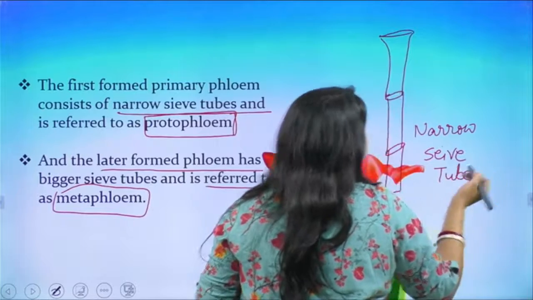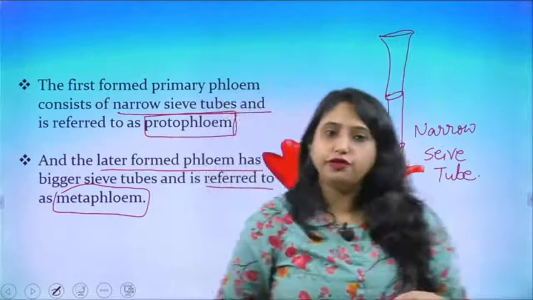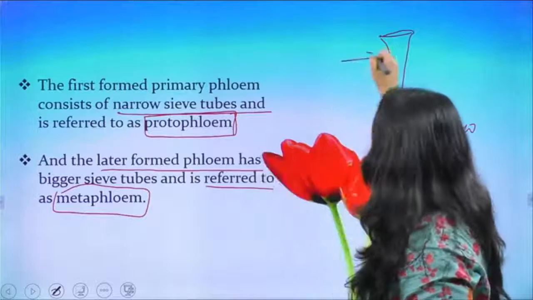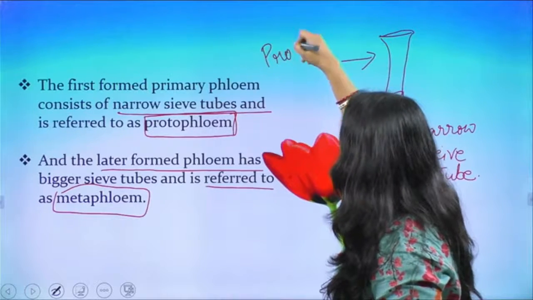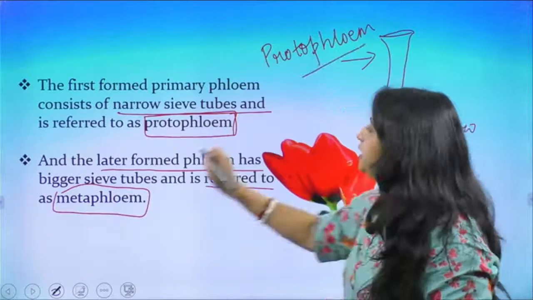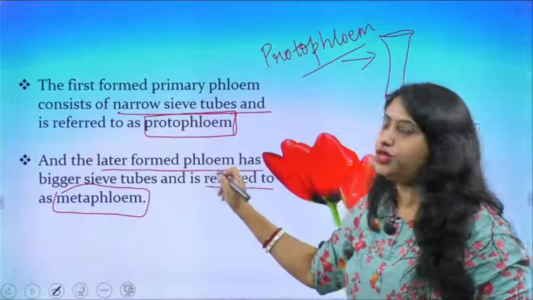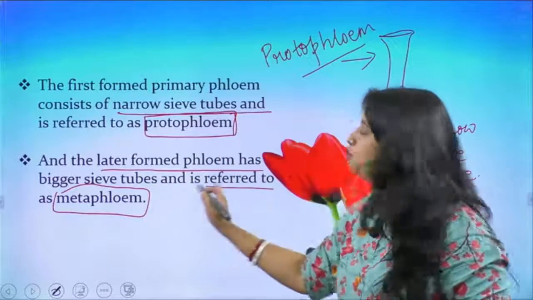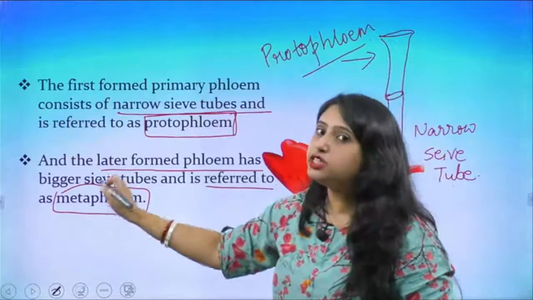What do we call that, which has narrow sieve tubes? We call it protophloem. So this is your protophloem. And the later form, the secondary phloem, has bigger sieve tubes. What do we call it? It is called metaphloem.